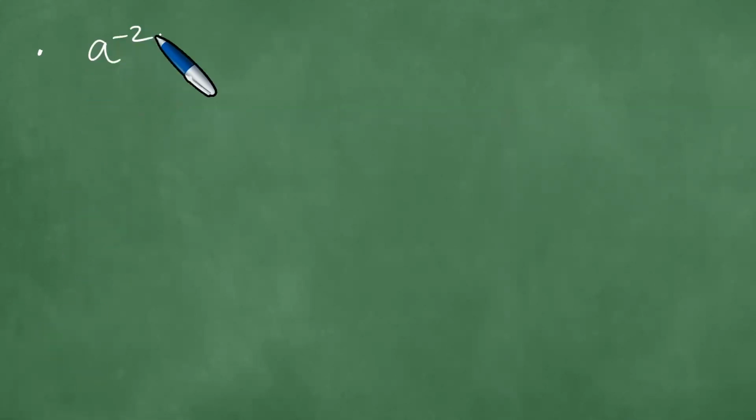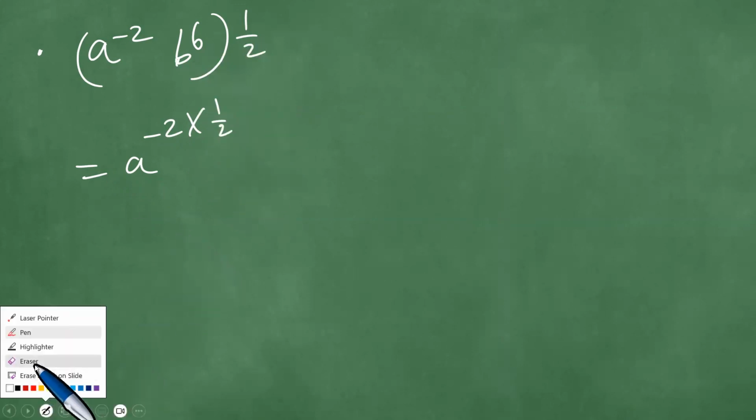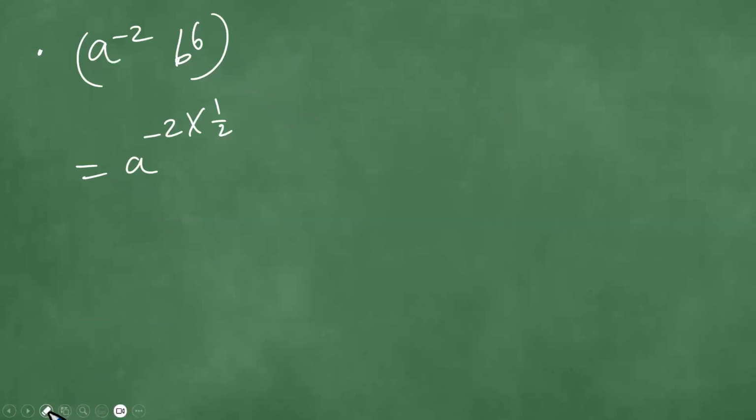a to the power minus 2, b to the power 6, all to the power 1/2. Okay, what's the answer here? What do we do? This is like b to the power 6. You must say a to the power minus 2 times 1/2, you multiply because these are like powers. Then b to the power 6, you also multiply by 1/2.